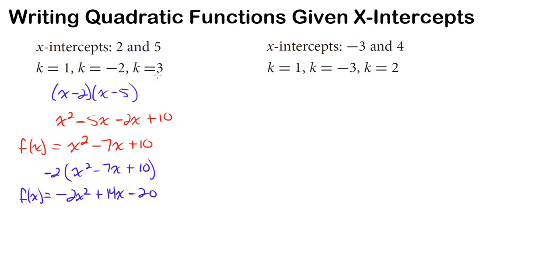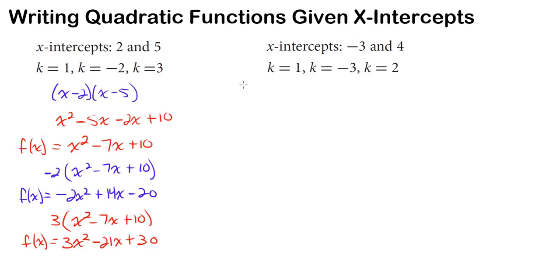And then again, I need to do this where my k value is positive 3. So I'm going to end up doing the same thing here. So I have, once again, x squared minus 7x plus 10. And this time, I have to distribute a positive 3. So 3 times x squared, that is 3x squared. 3 times negative 7x, that is negative 21x. And 3 times 10, that is 30. And so there is my third function. F of x equals 3x squared minus 21x plus 30.